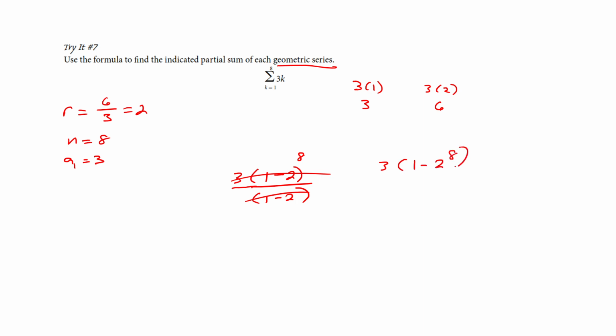It would be this, all divided by the 1 minus 2. So A1, 1 minus r to the nth power, which in this case happens to be 8, divided by 1 minus r. So we're going to crunch here first, subtract it from 1, multiply by 3, and then divide it by the 1 minus 2. And we get 9840.